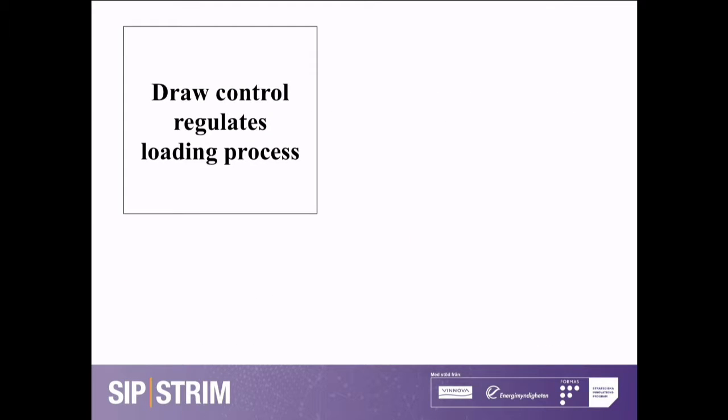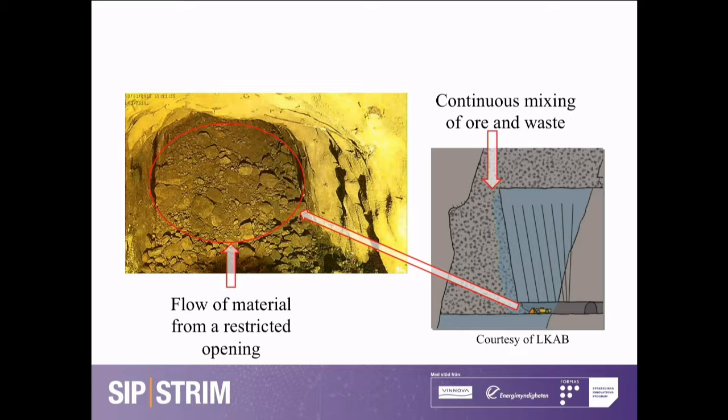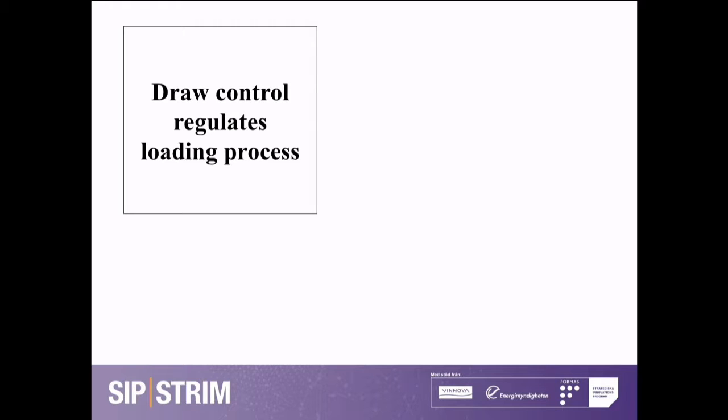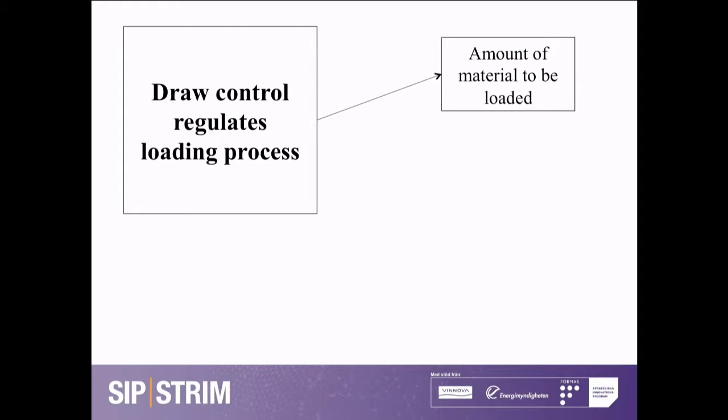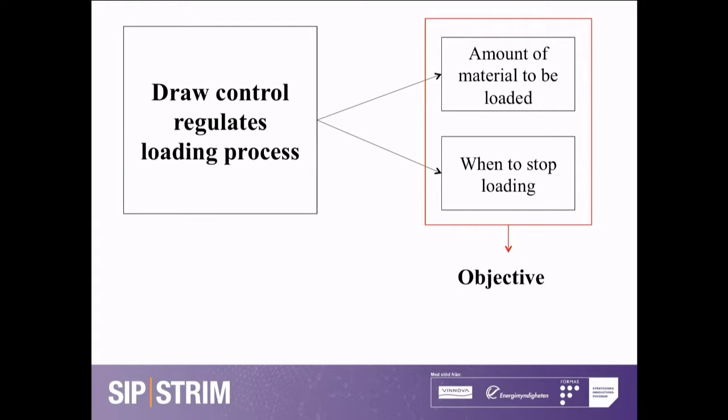And that creates a problem of when to stop loading, because if you load too much, then you're loading a lot of waste. And if you stop too early, then you leave ore in the draw point. Draw control deals with this problem. So it answers two questions. The first question it answers is the amount of material to be loaded. If you have planned for 10,000 tons, should you load 10,000 tons, 8,000 tons, or 12,000 tons? And it tells when to stop loading. And essentially, this is the objective of this project.